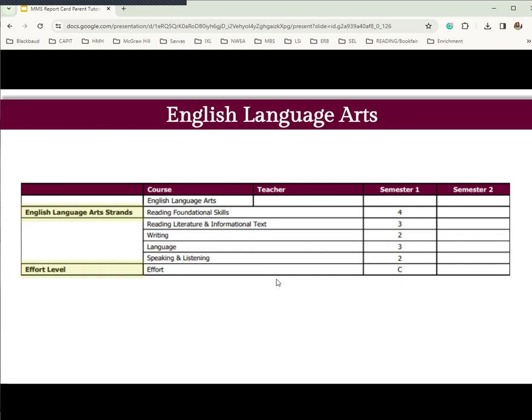So in English Language Arts, you will see to the right, it says reading foundational skills, which is phonics. It's the first strand. Reading literature and informational text mostly focuses on comprehension skills. You have writing narratives, writing informational pieces and opinion pieces, as well as language, which includes grammar, and speaking and listening, a student's ability to present and to speak clearly. So here are all the different strands.